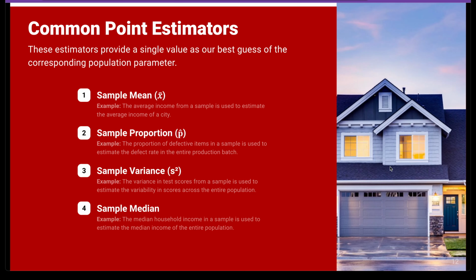So common point estimators: sample mean, the average income, sample proportion, sample variance, sample median. And we've gone over all these, you know what they all are. It's just, we're taking a number from our sample and trying to apply it to the population.